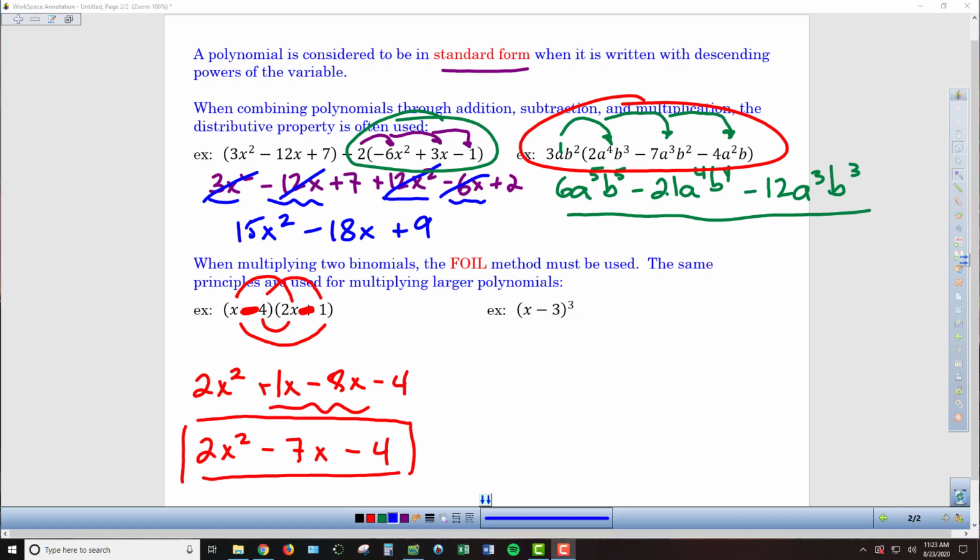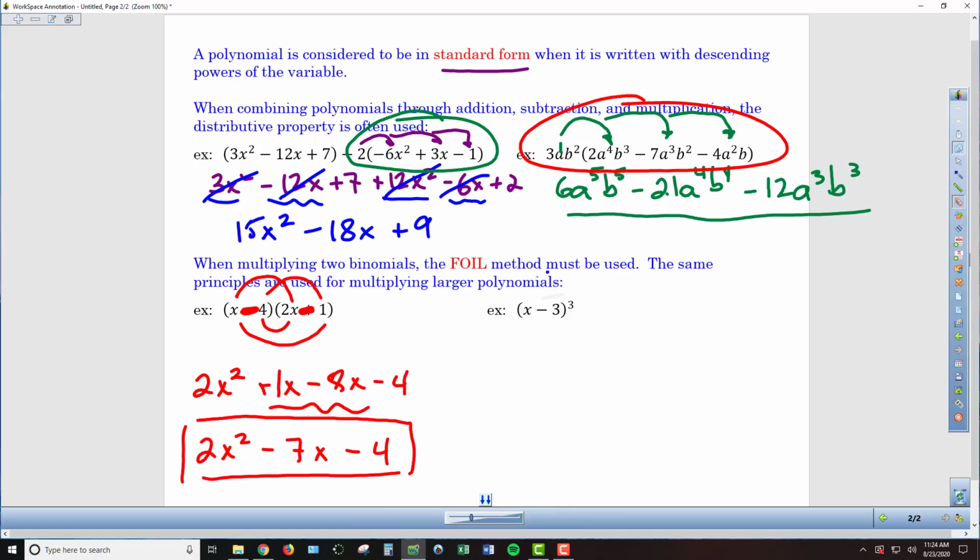In our last example that we see in front of us, the FOIL principles still apply, even though we're eventually going to be multiplying a couple of terms that have more than just two pieces to them. So when we see x minus 3 cubed, first and foremost, exponents do not distribute. So we cannot take that 3 and just cube the individual pieces. If you want to do that, that's a sure way to get things very, very wrong very, very fast.